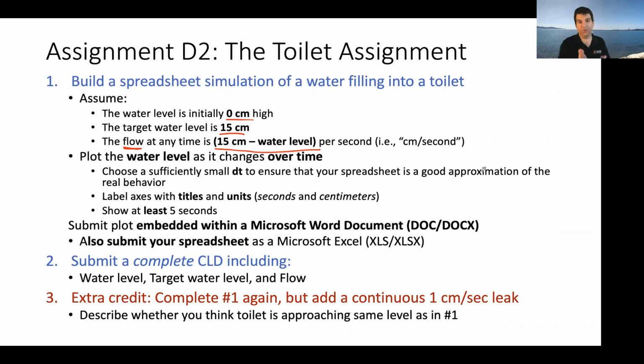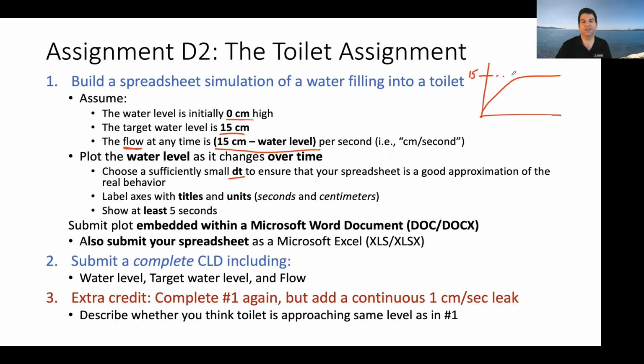And then that expression will get multiplied by dt in order to find the water level at the next time step. So with these assumptions, you build a simulation of the toilet, and I'll give you more details in a second. You're going to have to choose a sufficiently small dt to ensure that you get a good simulation. And just so you know, the final simulation you get should look something like this, where it will start at 0 and then rise up to 15.